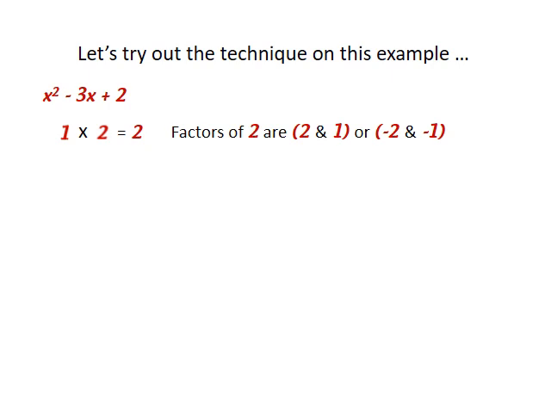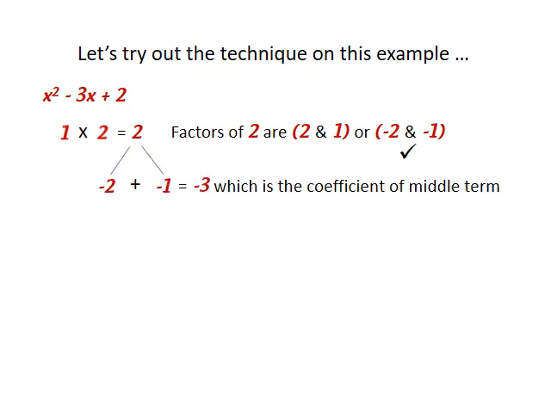So since negative signs are involved in these expressions that we are dealing with, we would be required to consider factors which involve minus signs also. So which 2 factors give us minus 3? The minus 2 and minus 1, right? Because if we add minus 2 and minus 1, we get minus 3.